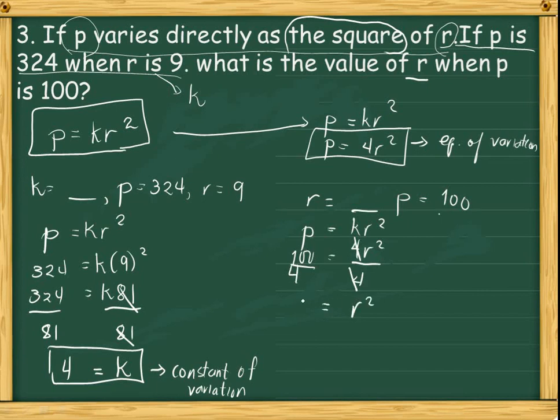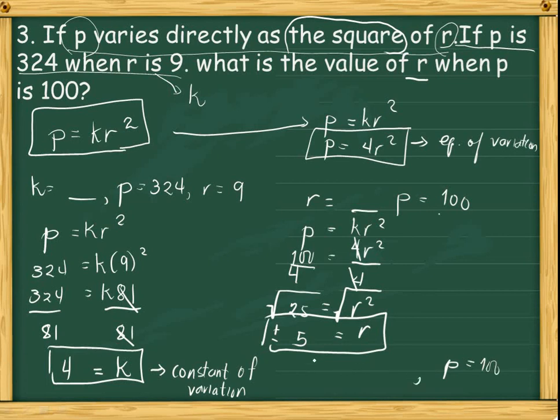So, 100 divided by 4 is 25. Take note, si r po ay naka-square. We need to square root both sides from our first grading lesson. So, this is r is equals to square root of 25 is positive negative 5. Therefore, kung si p daw is 100, si r ay positive negative 5.